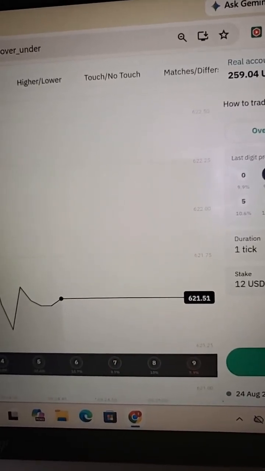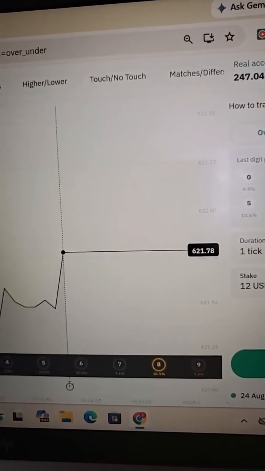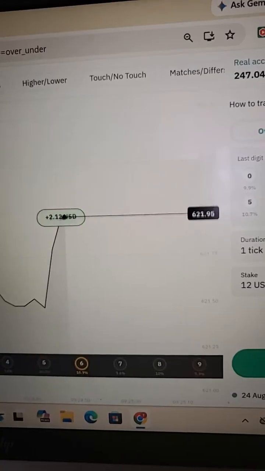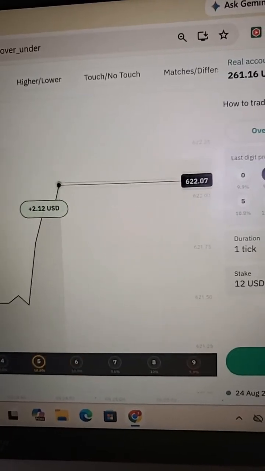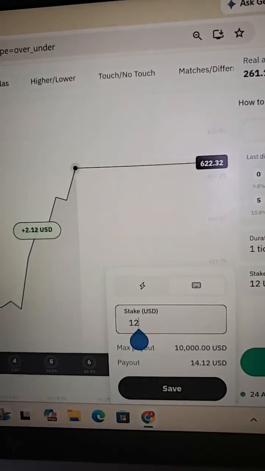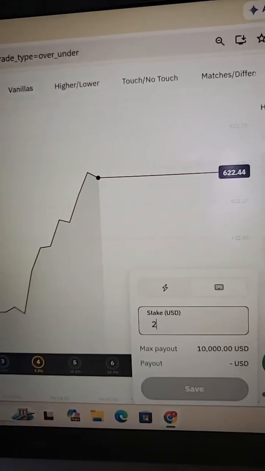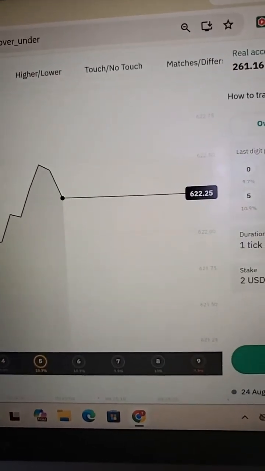You see 7, it has returned to 1. So 6, immediately, never waste that time. That way you return your stake to 2. You have won, so you return your stake to 2. That is how you grow a small account or any account with over 1. So you save, then start now.